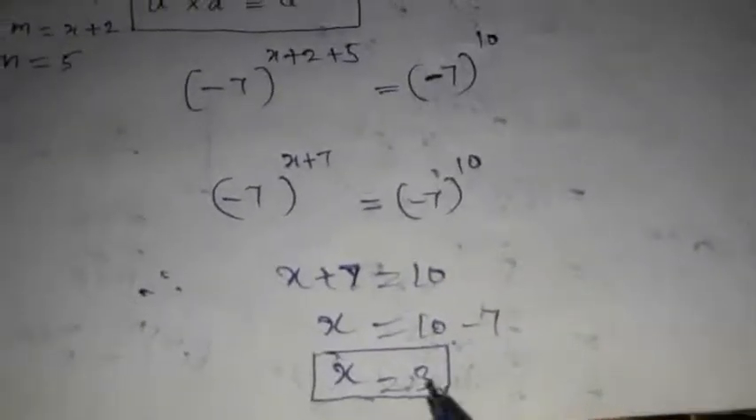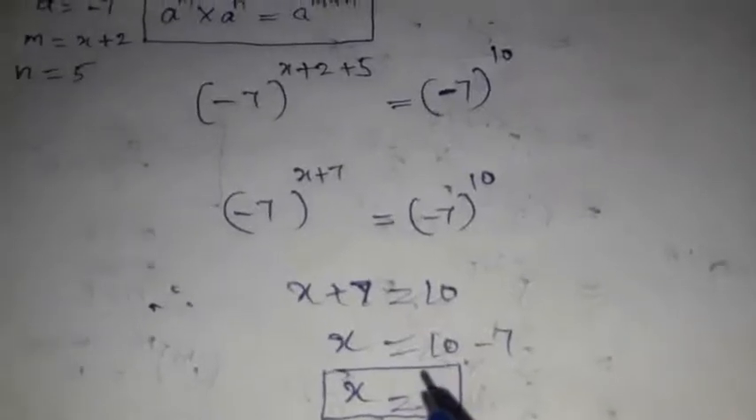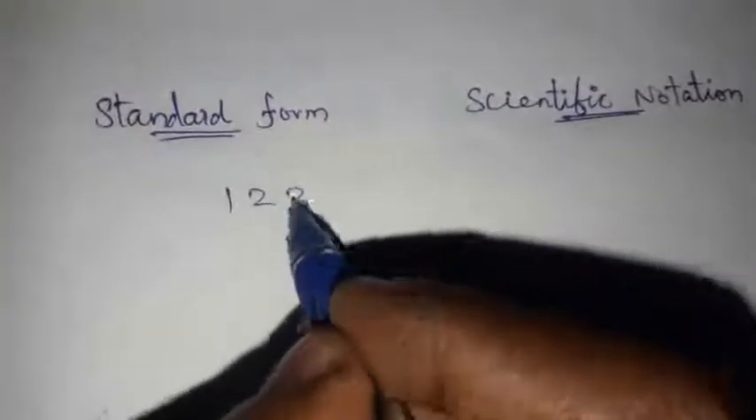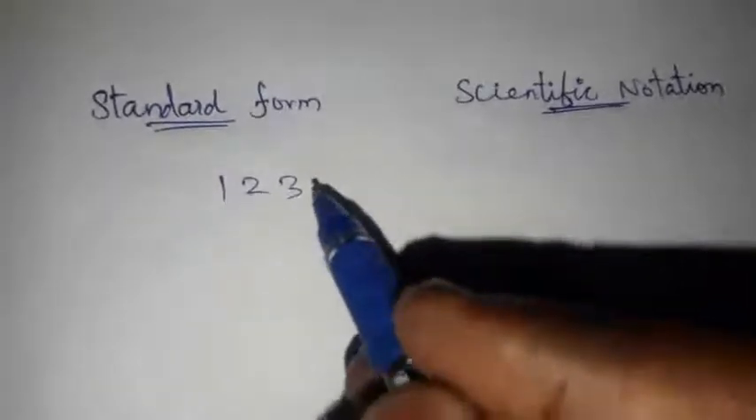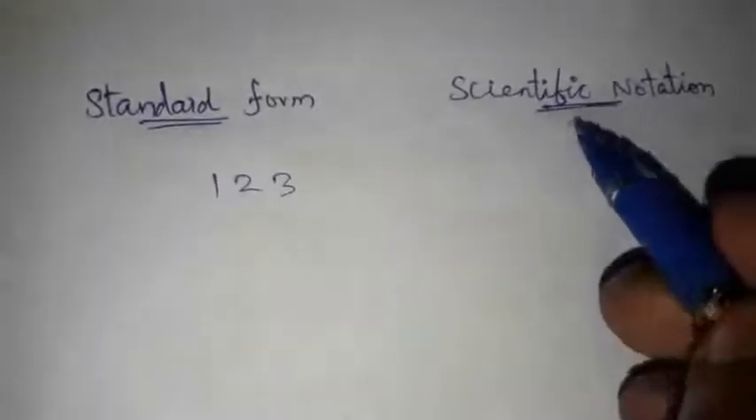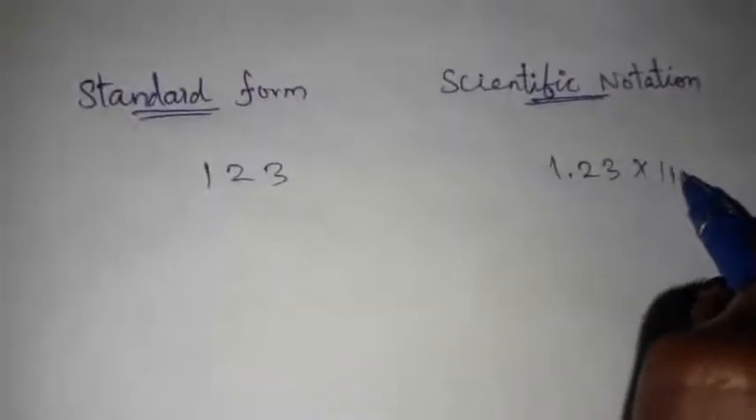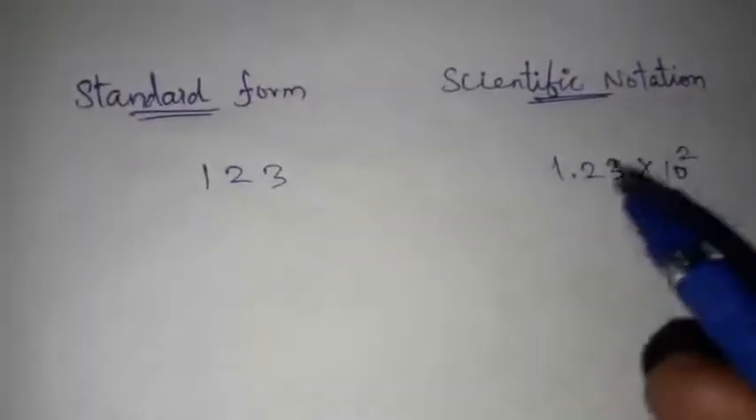The value of x is 3. This is the answer for this question. Now we are going to learn standard notation and scientific notation. Let us take a number 123. It is a standard form and it can be written in scientific notation as 1.23 into 10 to the power 2.